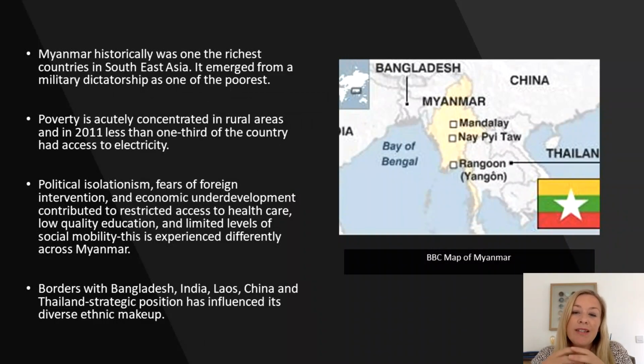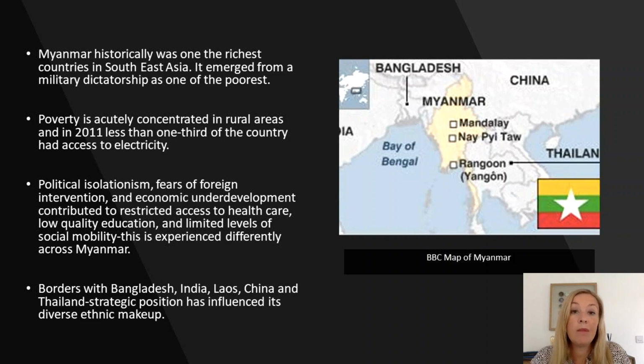So Myanmar is an interesting place in terms of its ethnic diversity and its development. So historically, Myanmar was one of the richest countries in Southeast Asia. It emerges from its military dictatorship after 2011 as one of the poorest. Quite an impoverished country a decade ago. And poverty was spatially expressed as well. So poverty acutely concentrated in the rural areas of Myanmar, and in 2011 less than a third of the country had access to electricity. So just to give you some context there of poverty and levels of development. So whenever it emerges from this dictatorship, there's a lot of political isolation.